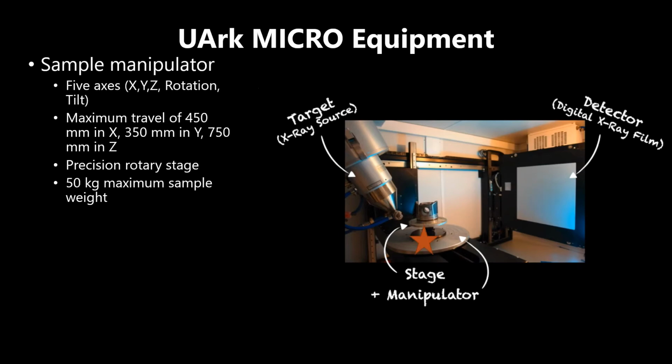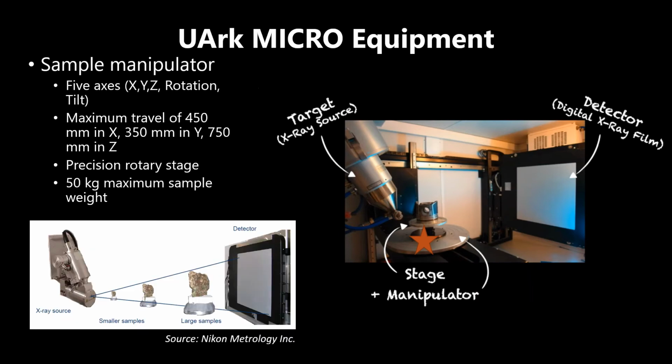Lastly, the sample manipulator moves in 5 axes and has a wide range of possible travel within the cabinet. It can support objects up to 50 kilograms in weight. Positioning of the sample using the manipulator is important and largely related to the size of the object. Voxel size of the scan is inversely proportional to the object size and position relative to the X-ray source.